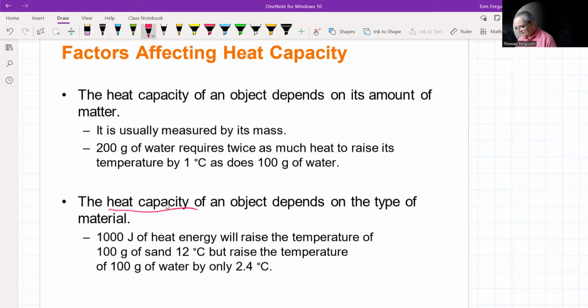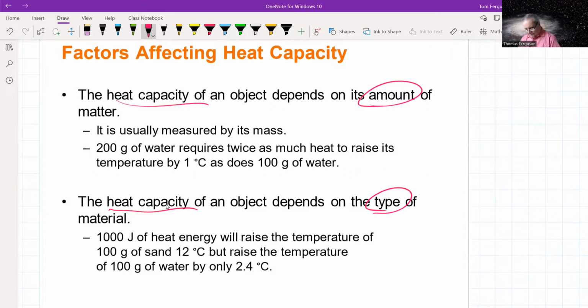Okay, so heat capacity depends on the amount and the type. Each different molecule has a different heat capacity.